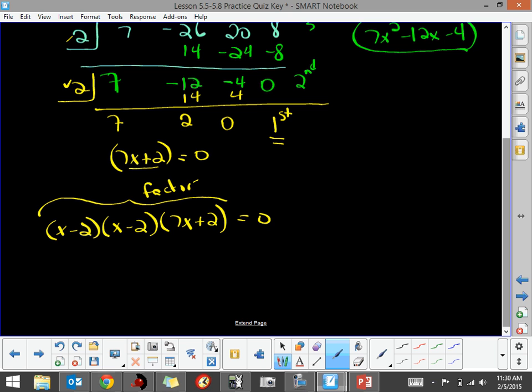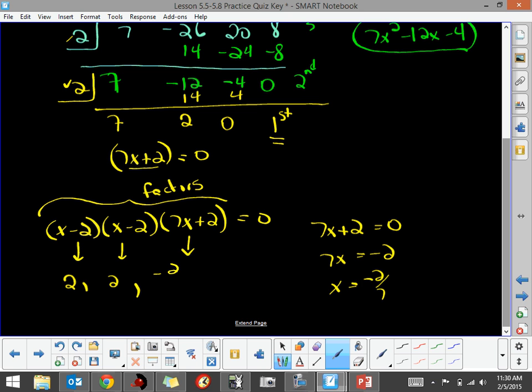I also asked you for the zeros. Well, these were the zeros of 2 and 2. For the last one, remember you can take the 7x plus 2; the relationship between zeros and factors is that factors are set equal to 0 and zeros are solved for x. So it'll be 7x equals -2, x is -2/7. So my final zero is -2/7.